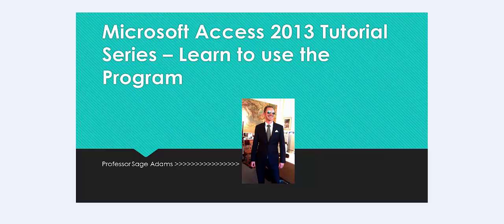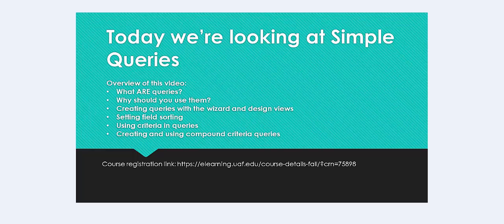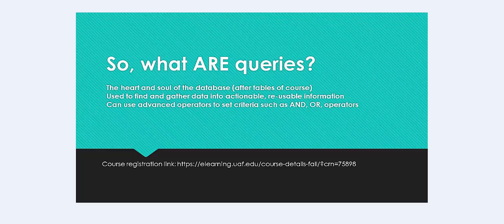In the last lesson, we looked at finding and filtering your data, and in this lesson, we'll look at simple queries. We'll go over what queries are and how you'd use them. We'll also learn to create queries with the wizard and the design view, set field sorting, use criteria, and create compound criteria. First, let's talk about what queries are and why you should use them.